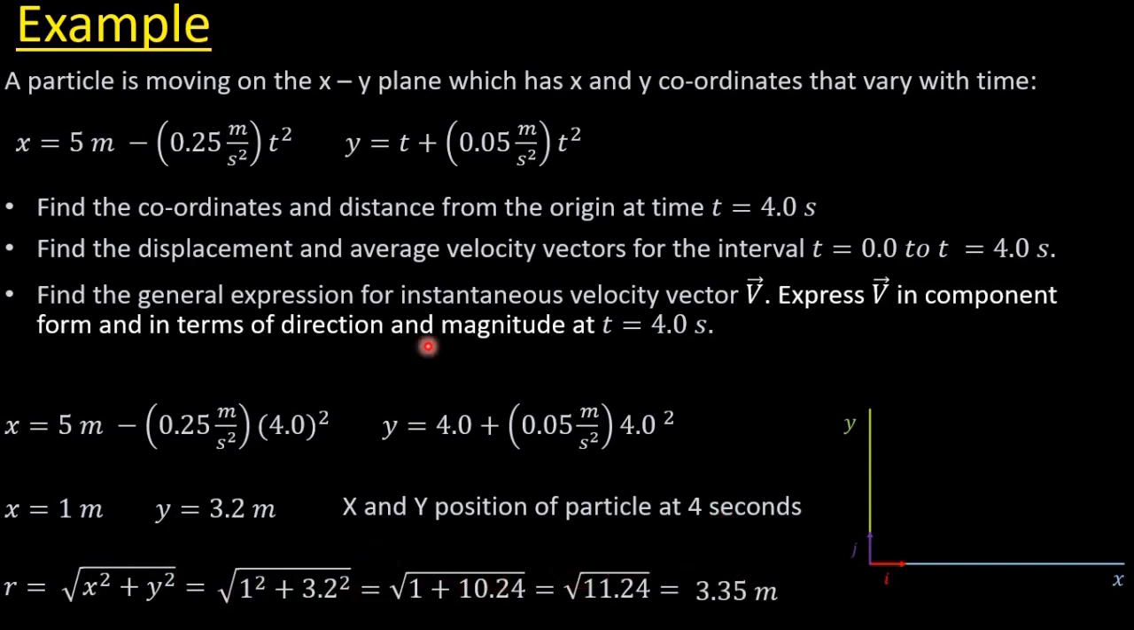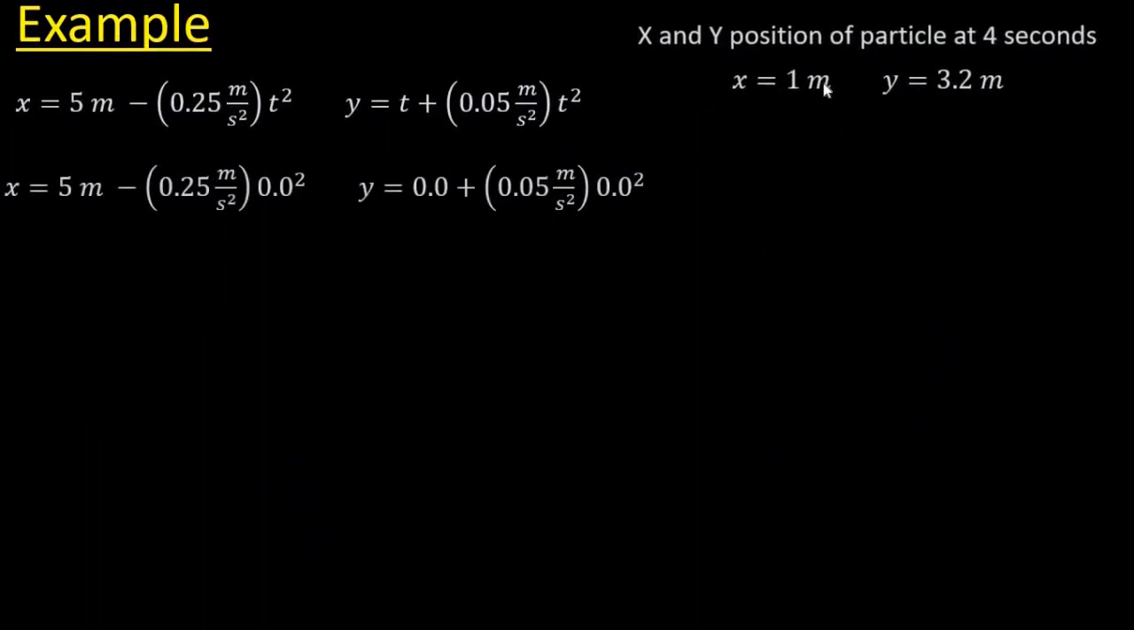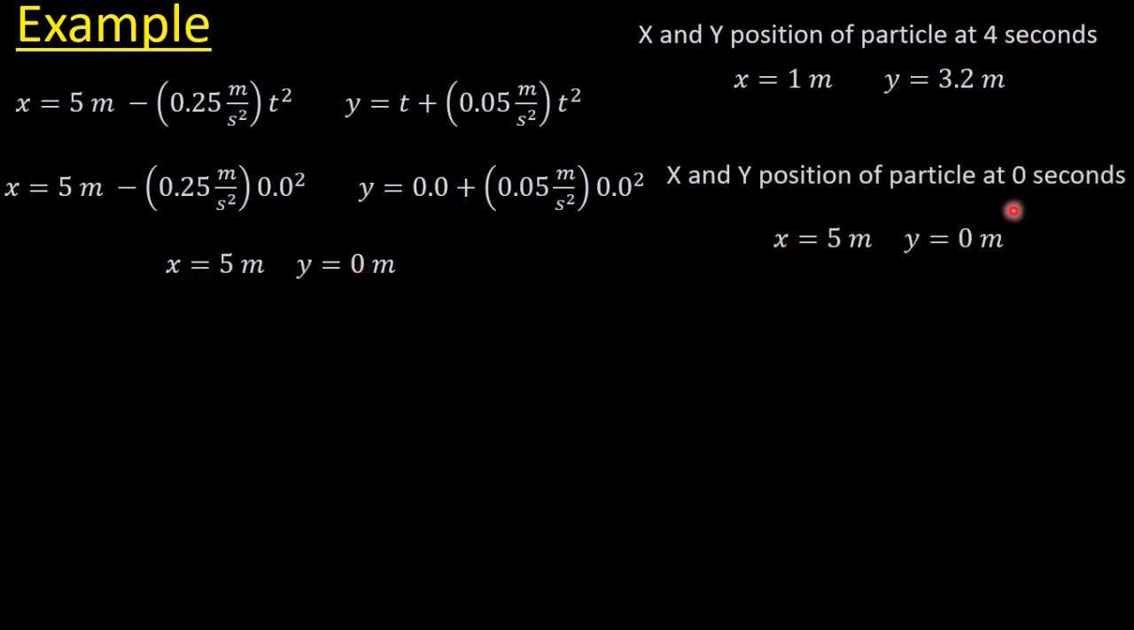So now we want to find the displacement and average velocity vectors from the interval between 0 seconds and 4 seconds. So let's take our positions when time t equals 4 seconds, and then we plug in 0 seconds into our original function to get this. So x equals 5 meters and y equals 0 meters at time t equals 0 seconds, so we leave that to one side there. To find the displacement, we just do r equals x times i plus y times j.